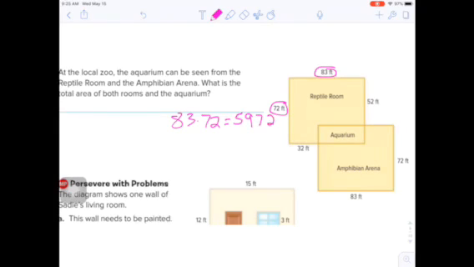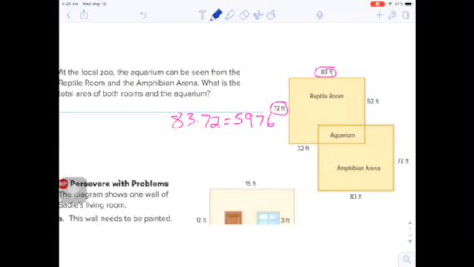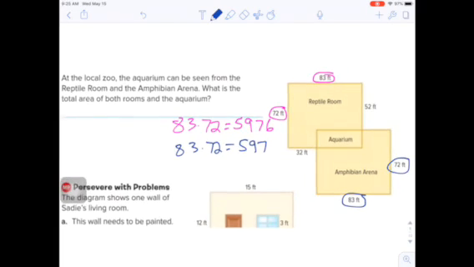Okay, so that should be 5,976. Okay, and then I'm going to change down here, different color. For the amphibian arena, notice its length and width is also 83 by 72. Kind of saves us the work there.